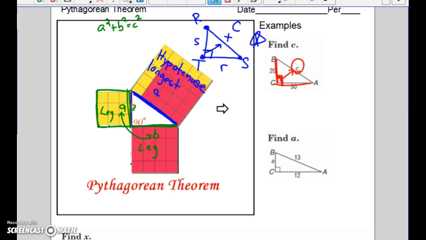So if I plug it into my formula, a squared plus b squared equals c squared, my c is just c squared. The other two were my a and my b. So I'm going to take 20 squared plus 30 squared. Does it matter which one goes where? If you put 30 squared plus 20 squared, I'm okay with that.